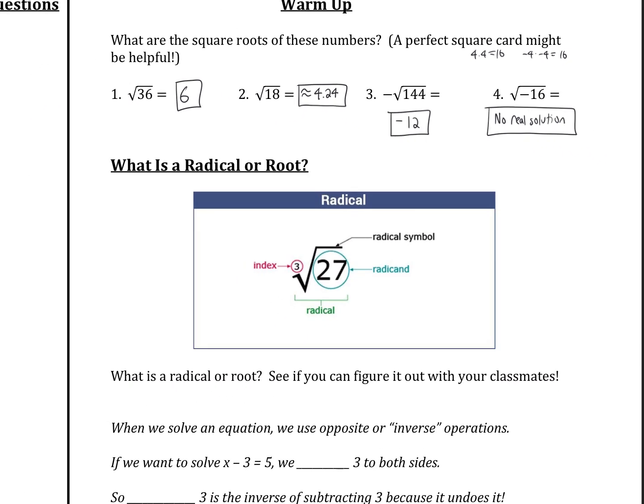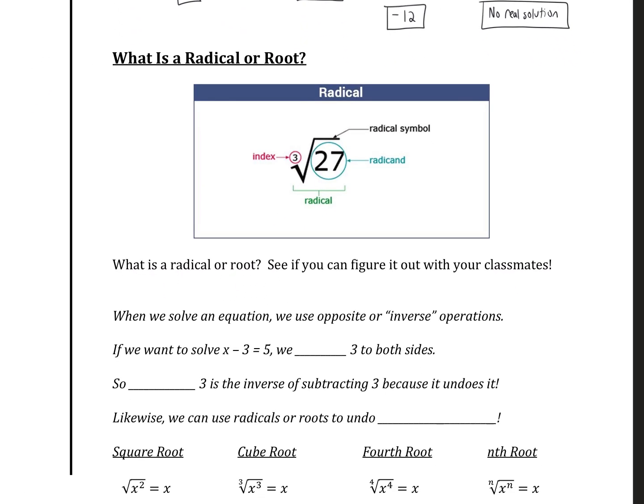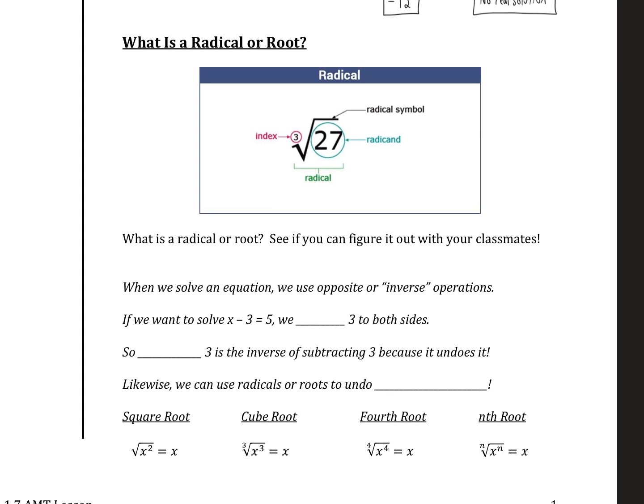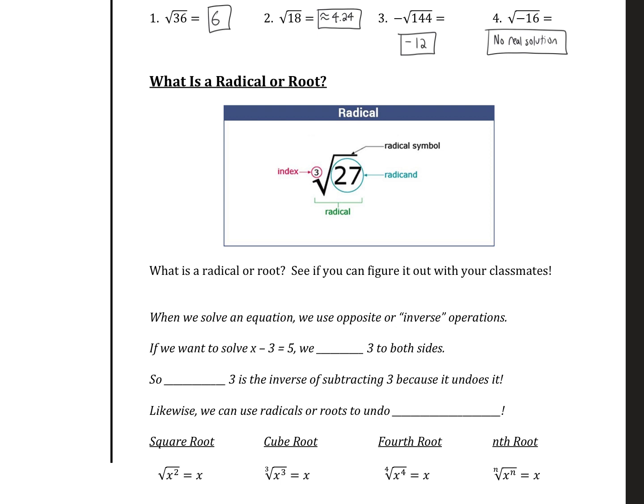All right, what is a radical or a root? Yeah, so if you guys want to kind of review this really quickly, if you want to try to fill in the blanks, give it a try, otherwise we'll go through it in a second here.